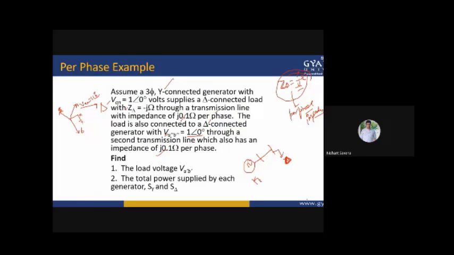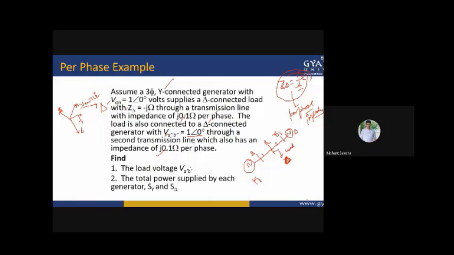Now this same load is connected to another generator, which is your delta connected. This is the system which I have shown to you. This is your first transmission line. This is your second transmission line. Let me give the buses: bus number one, bus number two, and bus number three. So three buses are there. One and two are the transmission lines, and this is the load.